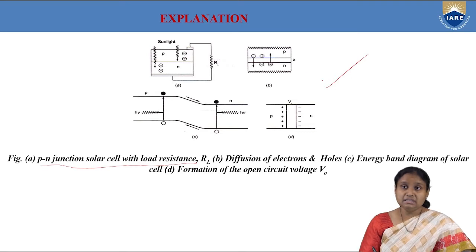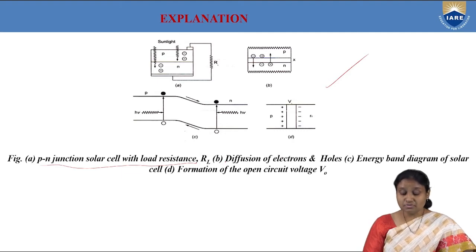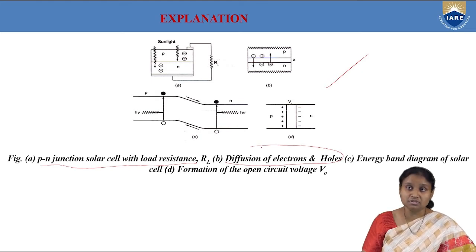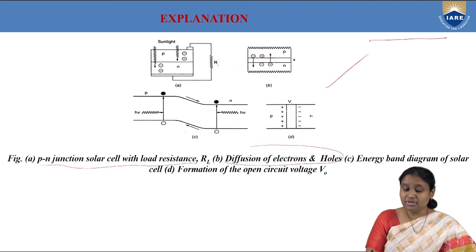And as you can see in this second figure, because of sunlight, once we expose our solar cell to sunlight, of course, there will be movement of charge carriers. That is nothing but diffusion of electrons and holes. And what is the diffusion of electrons and holes? As I told you, across the p-n junction.